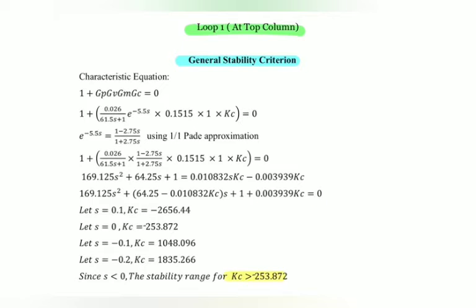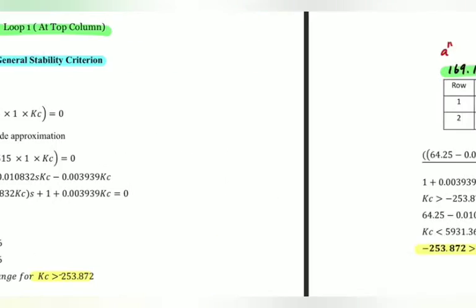So we'll consider 4 conditions. Let s equal to 0, calculate the CASI. Let s equal to 0.1, calculate the CASI. Let s equal to negative 0.1, calculate the CASI. Let s equal to negative 0.2, calculate the CASI. But remember, for the conclusion, we need to consider s smaller than 0. So we will find the stability range for CASI is greater than negative 253.872.